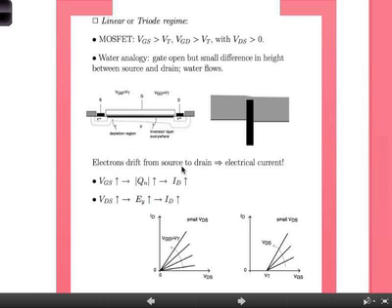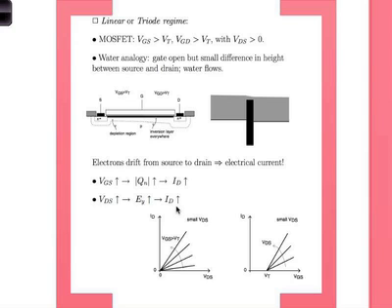Again, the electrons drift from source to drain, forming the electric current. As the gate to source voltage increases, the charge increases, which we will see, and the drain current increases. As drain to source voltage increases, the electric field increases, and the current increases. Okay, we'll come back to the physics of what's happening in a second.